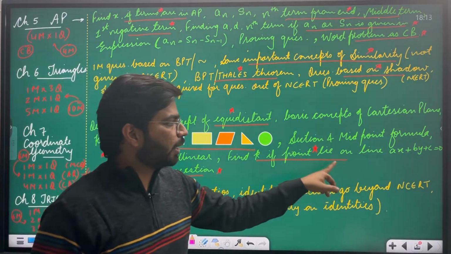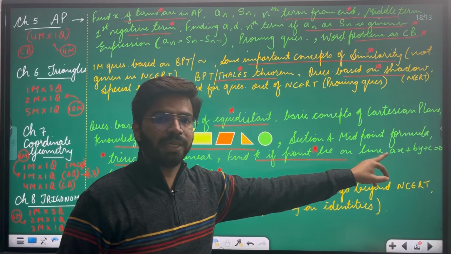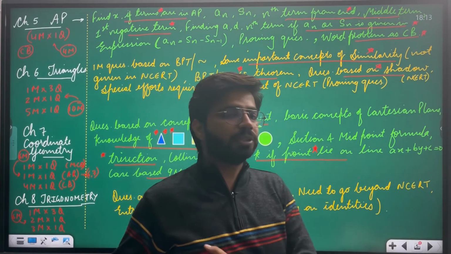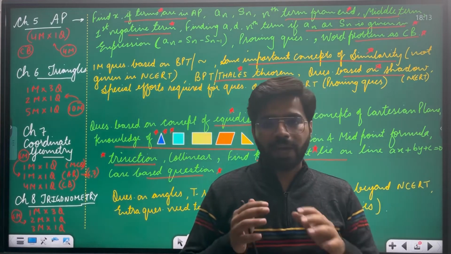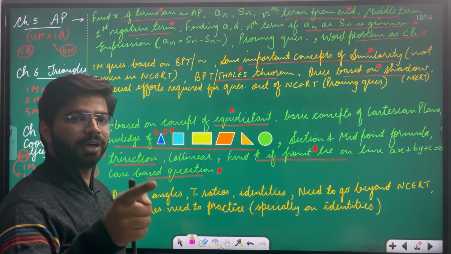Find K if the point lies on this line. This is an important question from the optional exercise. Below the optional exercise it is generally written that these exercises are not from the examination point of view, but it is not like this. You have to practice the exercises in order to get 100 on 100.